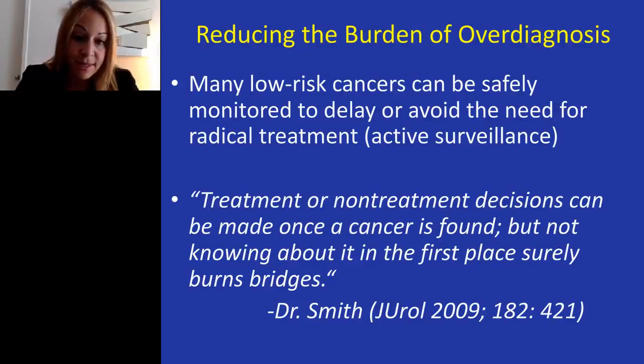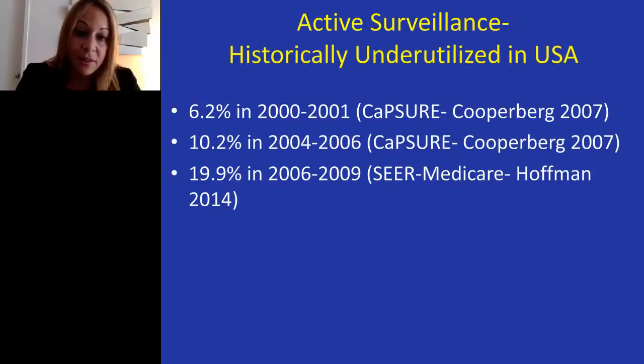Prostate cancer is the second leading cause of death in the U.S. But for those men who do have a low-risk cancer, there's no reason that it's necessary to rush into immediate treatment. The problem is that active surveillance, or this approach of monitoring the cancer conservatively, was historically underutilized in the United States.